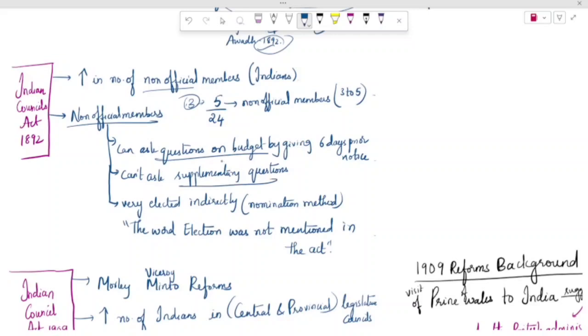If you ask a question by giving notice 6 days before, and the official members in the council from the 15 members give the answer, you cannot ask the question again. That is a supplementary question, questioning their answers. It was there in the 1892 Act. Then these non-official members were indirectly elected. These 5 members were indirectly elected, but the word election was not mentioned anywhere in the 1892 Indian Council Act.